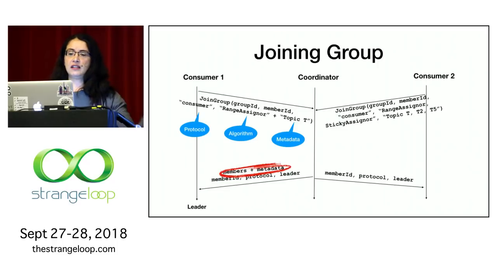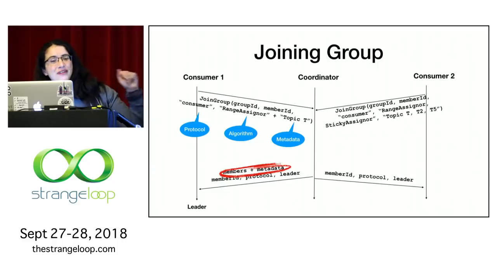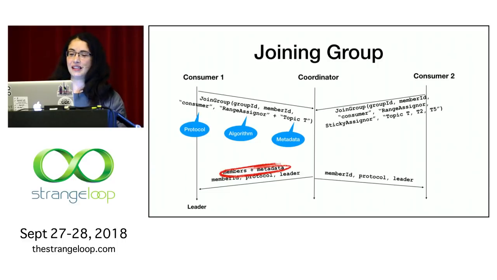And then everyone gets their own member ID. Now I have a member ID for everything else that I do. You get the protocols that we all decided that we're going to use. When I say protocol right now, I mean the range assignment protocol. And I'll talk about why we need to send this back in a second. The leader definitely has to know, but everyone else should know as well. And then we also tell everyone who is the leader. Sometimes this is useful.